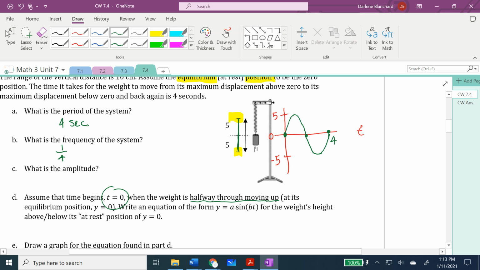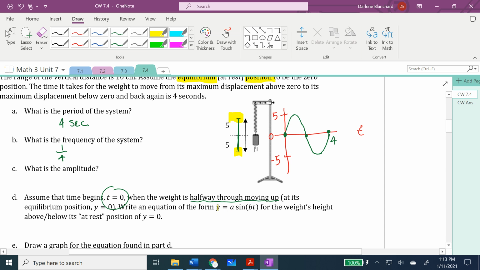So 4 seconds to go through 1 full cycle: from the center going up and then coming back down to the center to finish half a cycle, going down to the very bottom of -5, and then going back up to the center. Now, can you see that this is a sine graph because it has started in the middle?